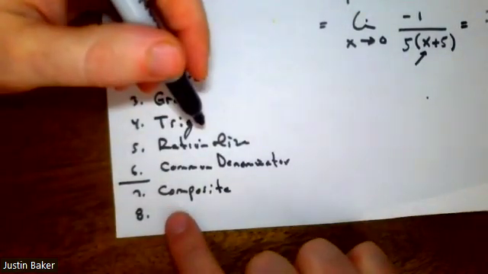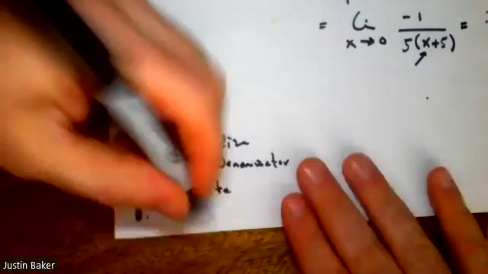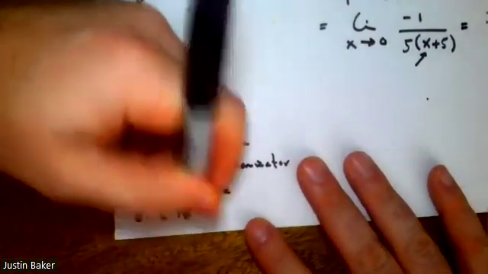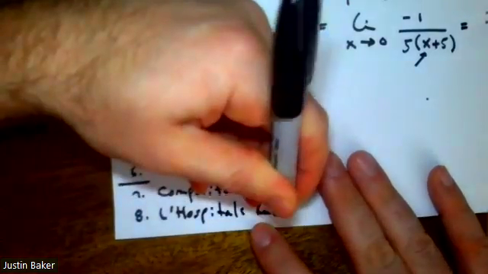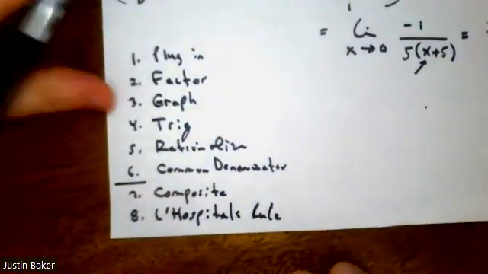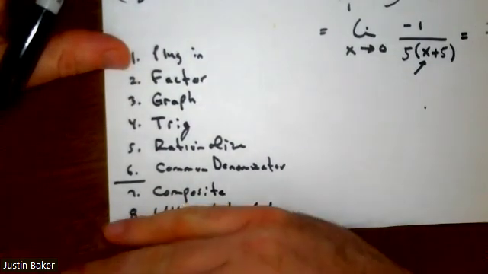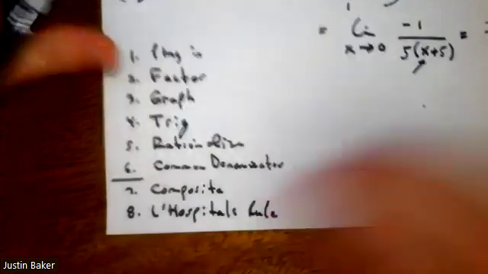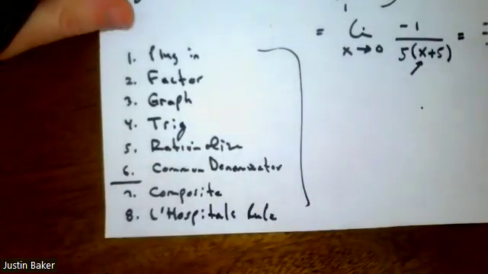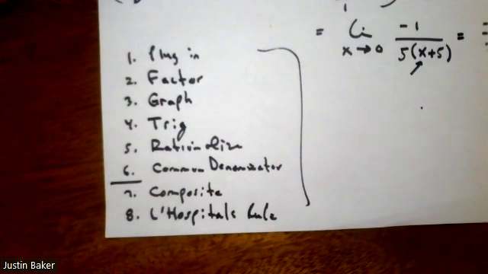We don't discuss that till later in the year, but for the sake of making a full list of notes, that's called L'Hopital's rule. Number 8 is not in the first unit of calculus. We will get to that later in the year. But that is pretty much the full list of limit strategies for what we're looking for.